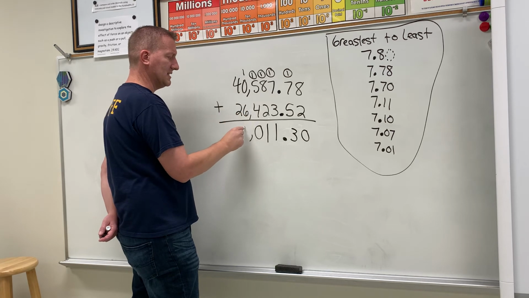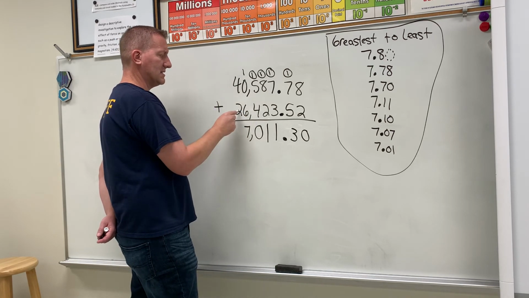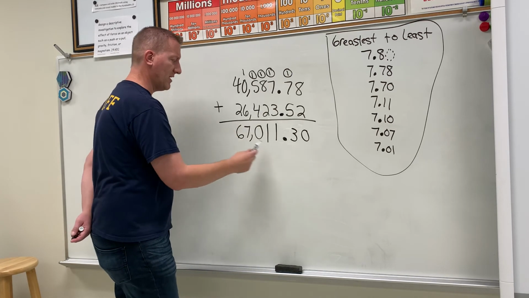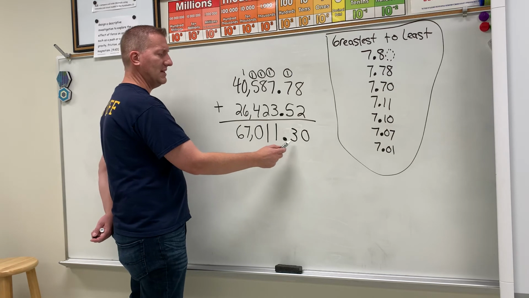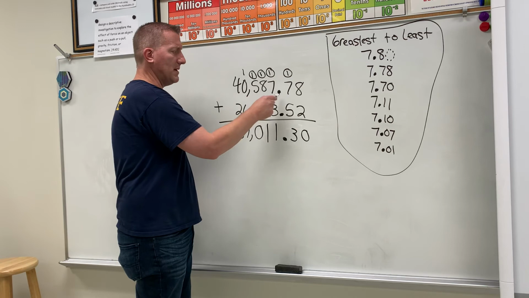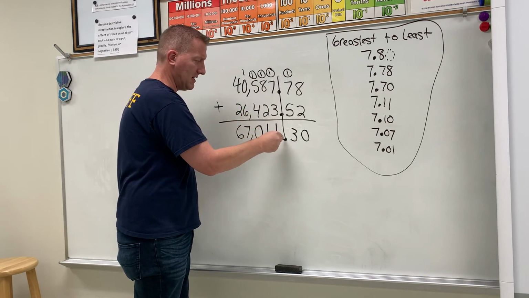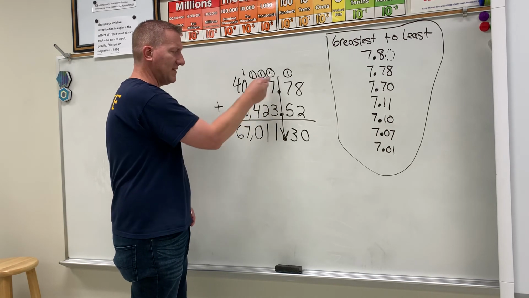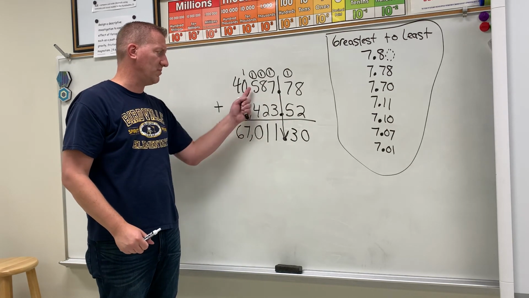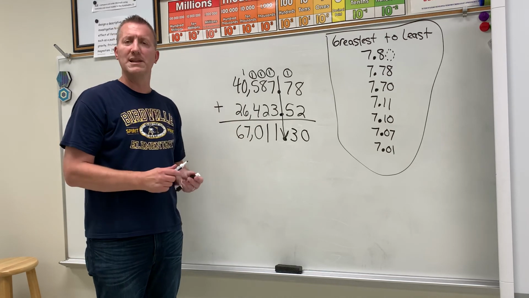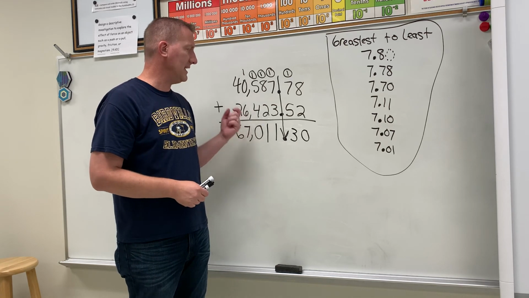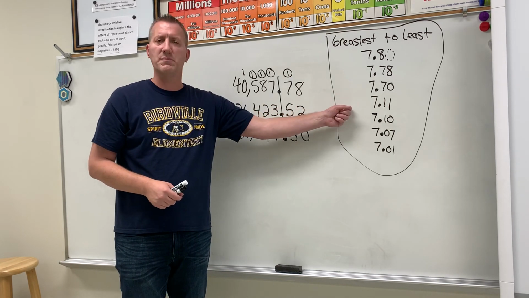1 plus 6 is 7. 4 plus 2 is 6. And this would be your answer, 67,011 and 30 hundredths. So the only thing you have to remember is to line up these decimals. These decimals have to be lined up. Once those decimals are lined up, all your other place values will be lined up. Okay? Hopefully this helps you in your adding and subtracting the decimals and your comparing and ordering.